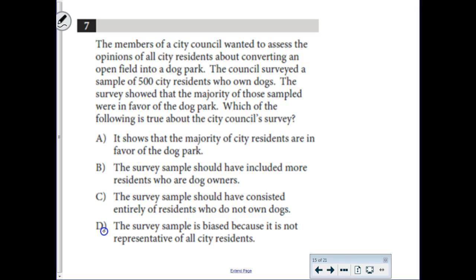Okay. The survey showed that a majority of these people were in favor of a dog park. Yeah. Quelle surprise. Why are they in favor of a dog park? Because they own dogs. It's biased. Nice vocab word. All right, which of the following is true about this survey? So right away, James went, biased. It is biased, so let's find it. Did you find it? D. They even used your word, James.